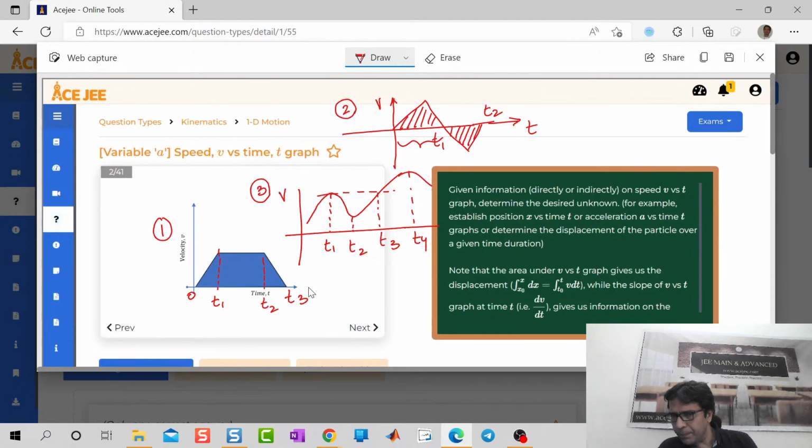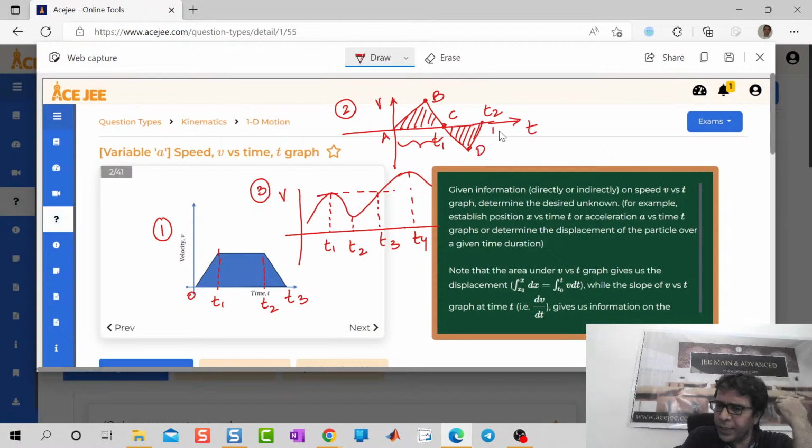Yes, beta? So second, yes, sir. Okay. So let me just name certain things here. Let me call this point A, this point B, point C, point D, point E. So the question is, between which time durations would the average acceleration be maximum?